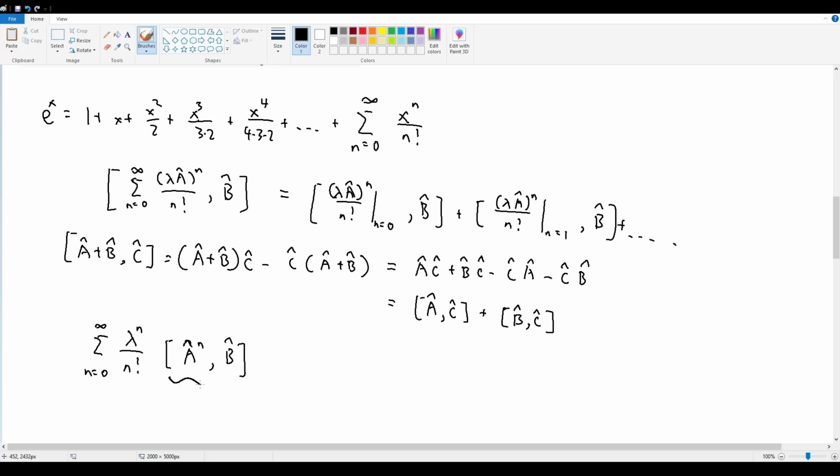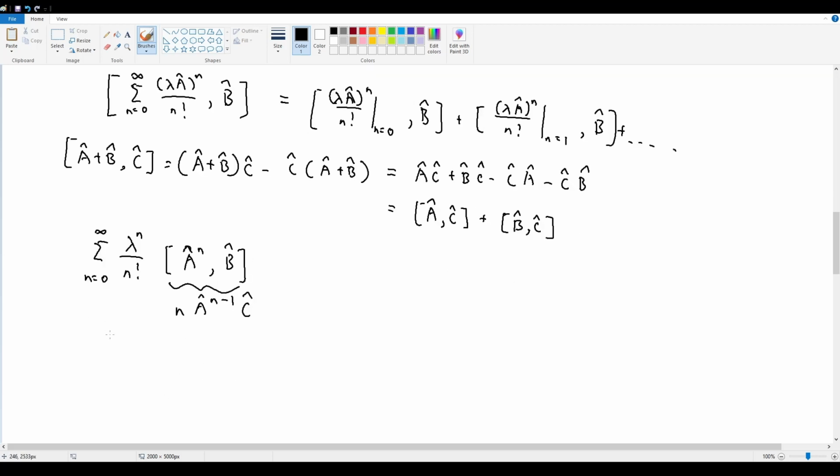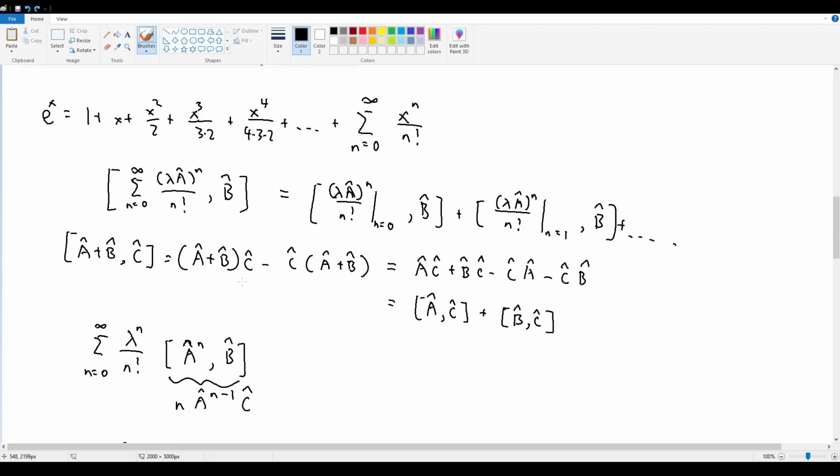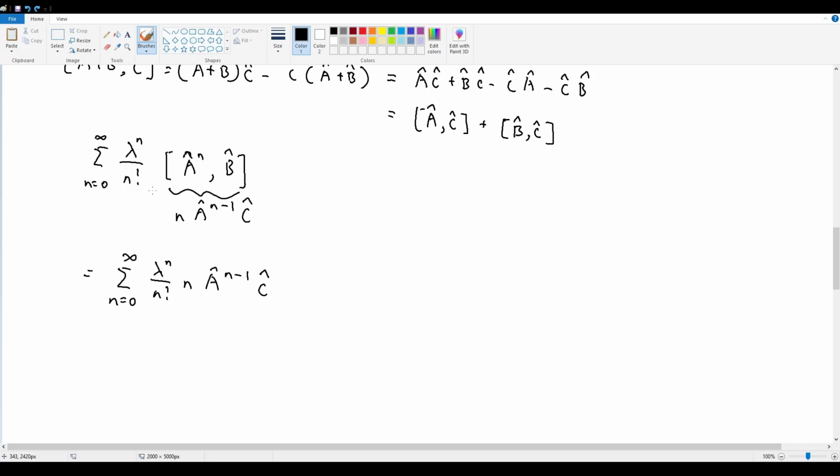So in part A, we found that this just equals n a hat to the n minus 1 c hat, right? So now all of a sudden, this is equal to a summation n from 0 to infinity, lambda to the power of n over n factorial, and then n a hat to the n minus 1 c hat. And we're kind of getting there, right? We're still trying to get this back into the form of an exponential. So immediately what that tells me is that I want to pull a lambda out, and I have a c hat at the bottom here. So let's do that first.